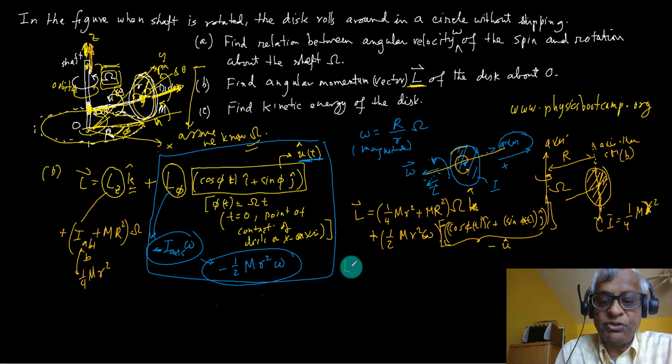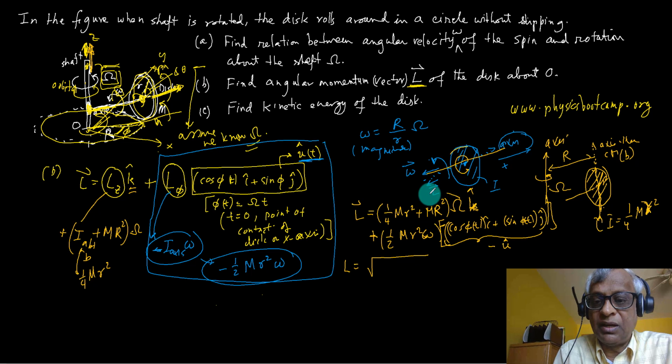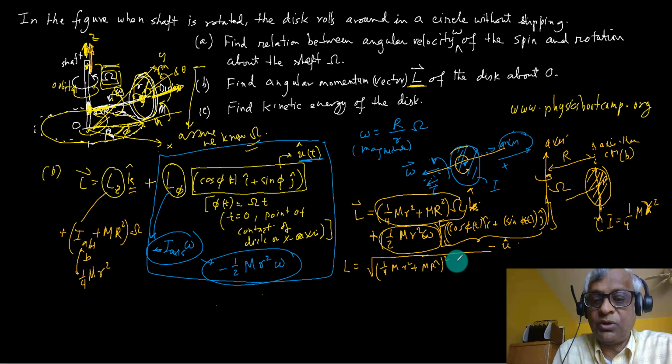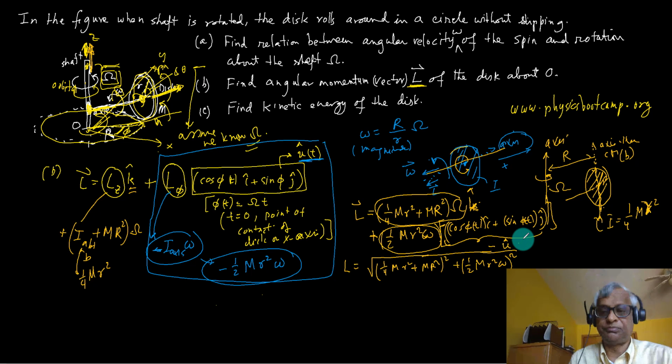So what's the magnitude? The magnitude will be the square root of this square plus this square, because these are unit vectors. So 1/4 m r square plus M R square, squared, that's L z square, plus 1/2 m r square omega square.